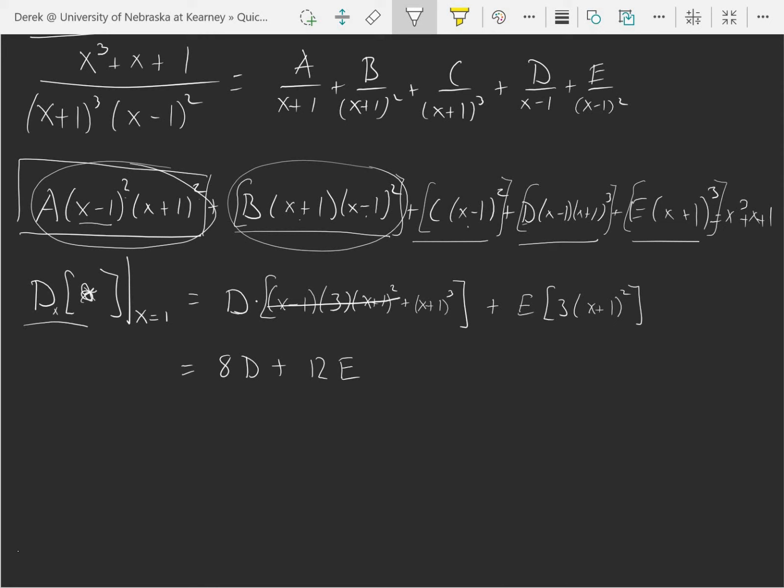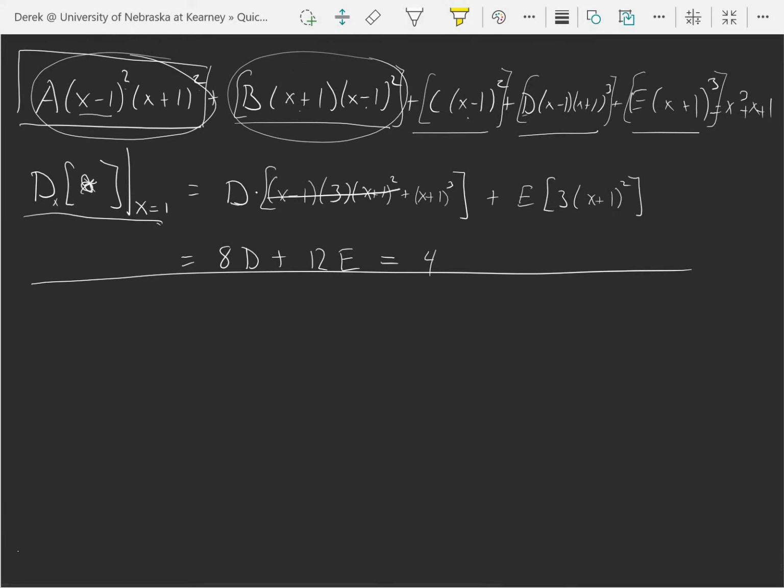If you evaluate the derivative with respect to x at 1, you get this, and so that should equal, on the right hand side, if I differentiate and evaluate at 1, I get 4. So that's something that you can use on these linear guys. Let me just show you why that happens. Okay.